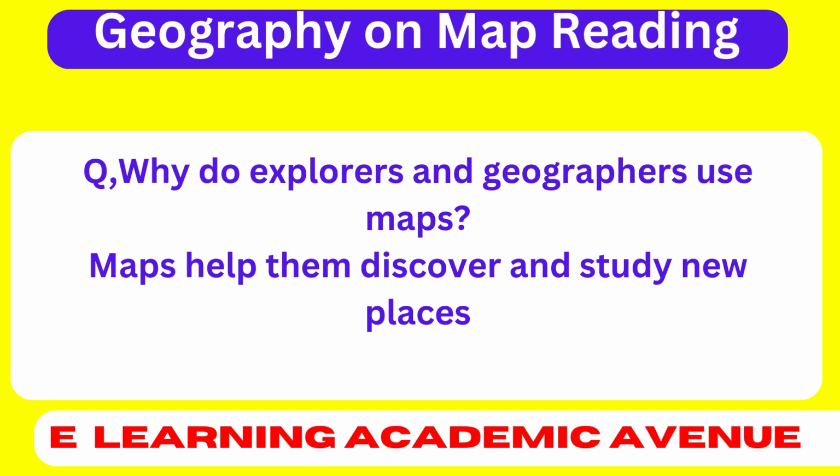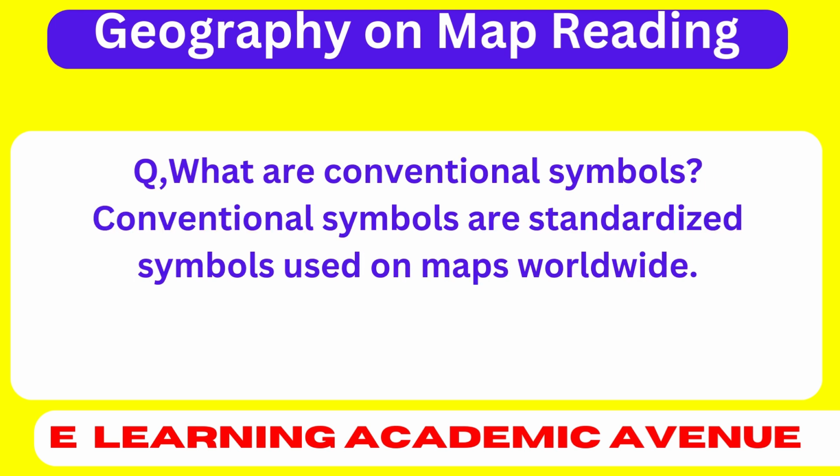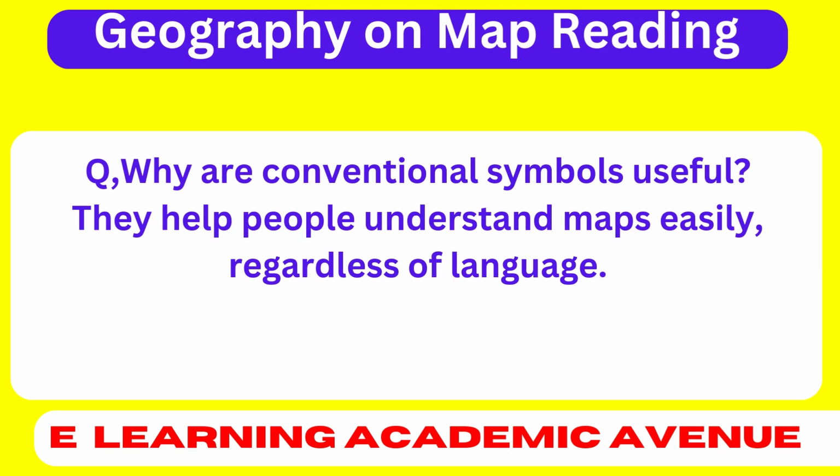More on symbols and map legends. Question 51. What are conventional symbols? Conventional symbols are standardized symbols used on maps worldwide. Question 52. Why are conventional symbols useful? They help people understand maps easily regardless of language.